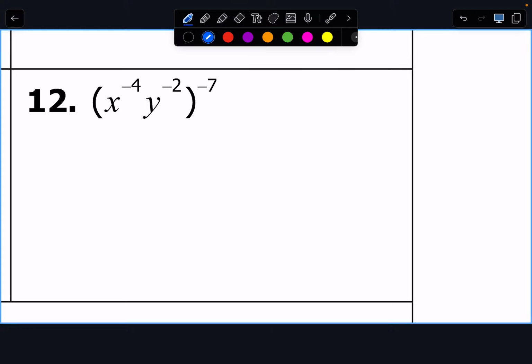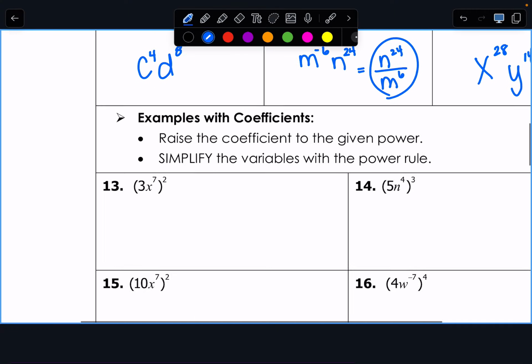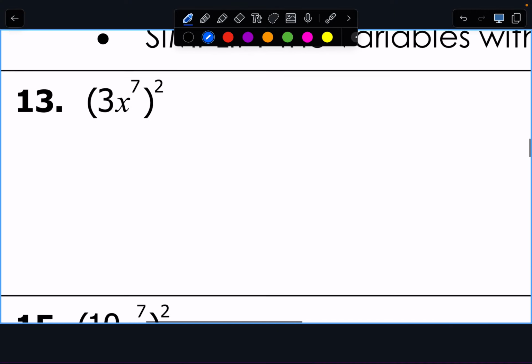All right, who wants to give it to me? X to the 28th. Charmony, Y to the 14th. We got it. Okay. Now, we do need to be a little bit careful when we have a coefficient.